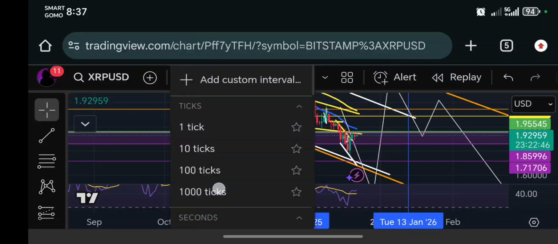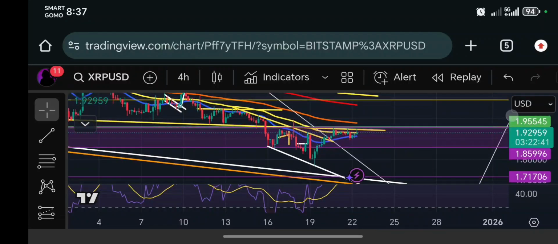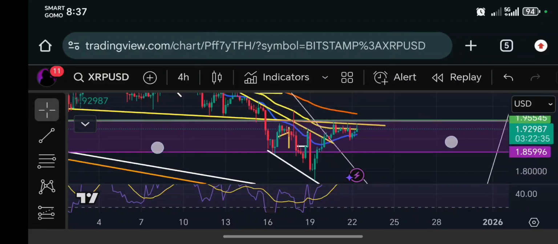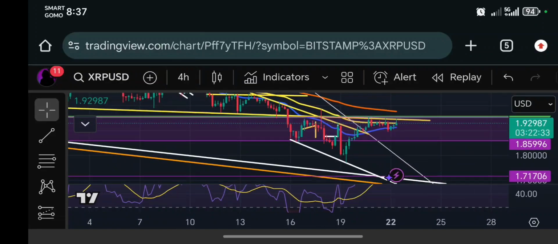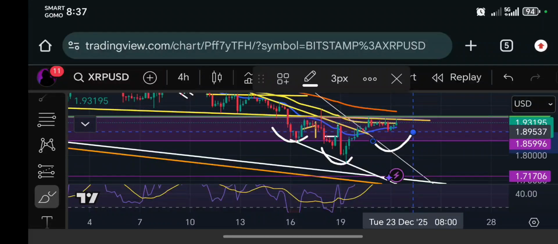Okay, look at your bar chart, and looking at this chart of XRP. Look at your 4-hour chart. Looks like it will create some inverse head and shoulders. Okay, I don't know if this is right.